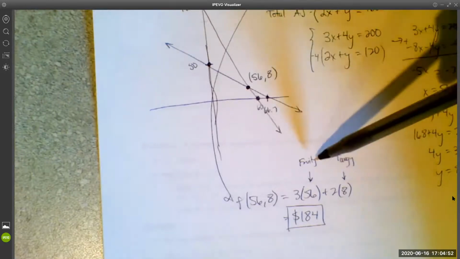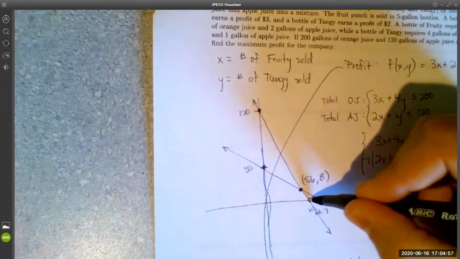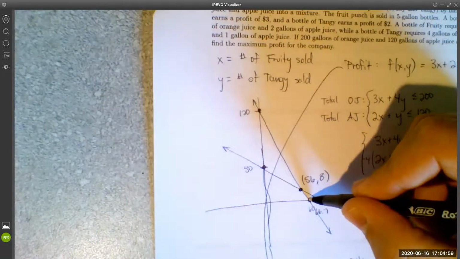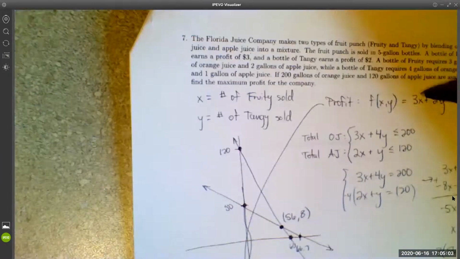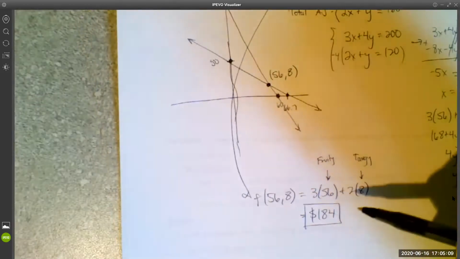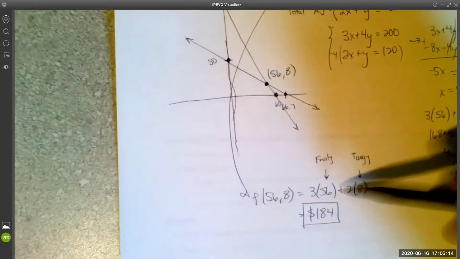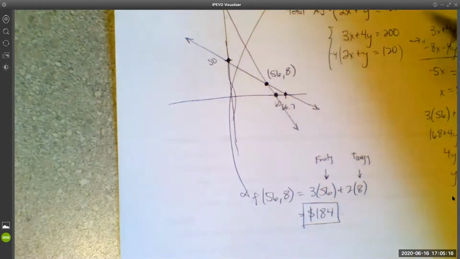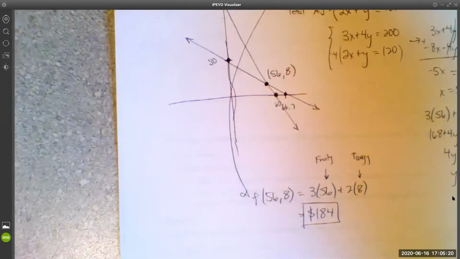In other words, if you only made the fruity variety, then you'd only be able to make 60 bottles of it, right? And your profit would have been 3 times 60, which is $180. So you wouldn't make quite as much. You'd only make $180 if you only made the fruity variety. That you can make this combination of fruity and tangy and use up all of your juice or most of your juice and make a little bit more.